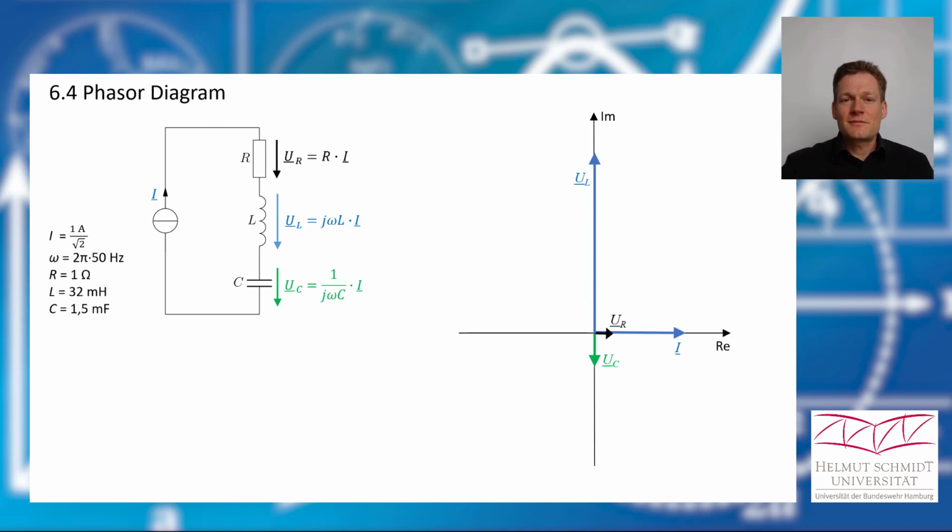Okay, and now we've seen when we calculated with time functions that it was super hard to find the total voltage drop here. But now with our complex numbers it's super easy, because we can just add our complex numbers, and if we do this in our complex plane, this just means that we have, let's start here with UL and let's add UR, and now let's add UC, and we are finished. We found the total voltage drop at our load.